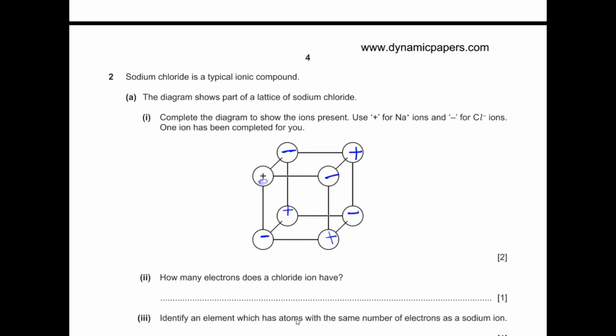How many electrons does a chloride ion have? So the chlorine originally has 17 protons and 17 electrons when it's an atom. But in the case of ions, since it got an extra electron from the sodium, it would have 18 electrons.